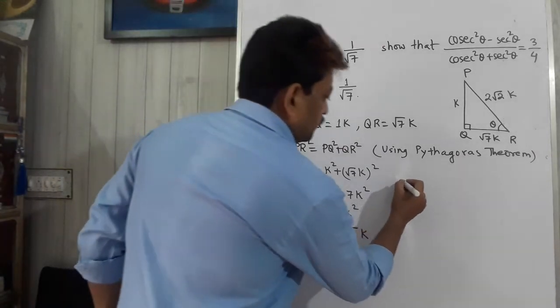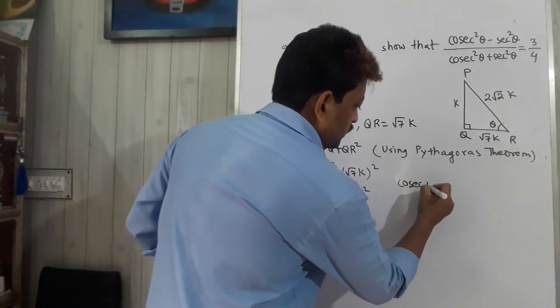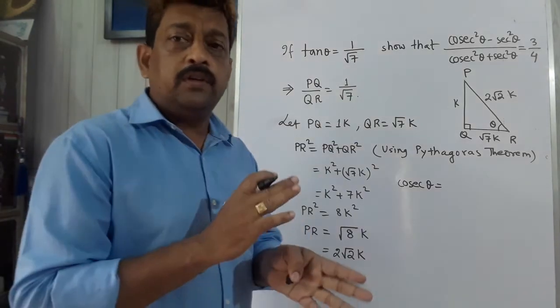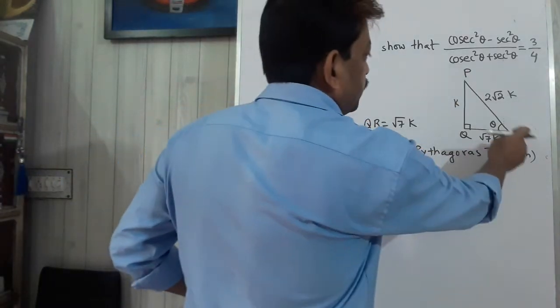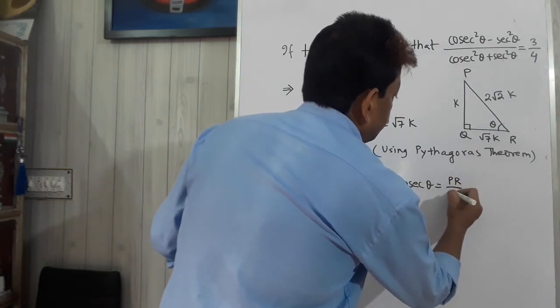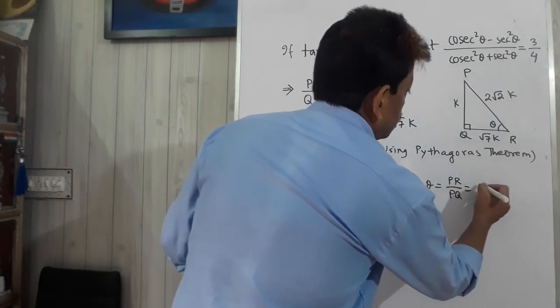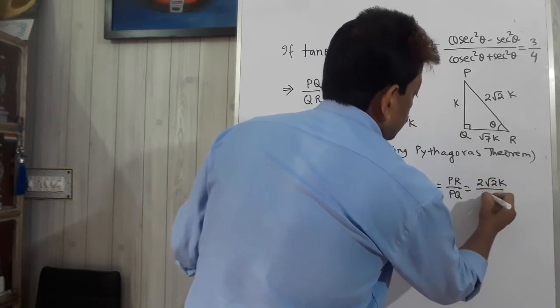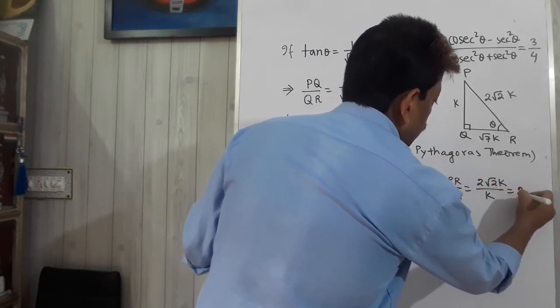So cosec theta, what is cosec theta equals to? Cosec theta is hypotenuse upon perpendicular, that is PR upon PQ. So it will be 2 root 2 k upon k. So simply 2 root 2.